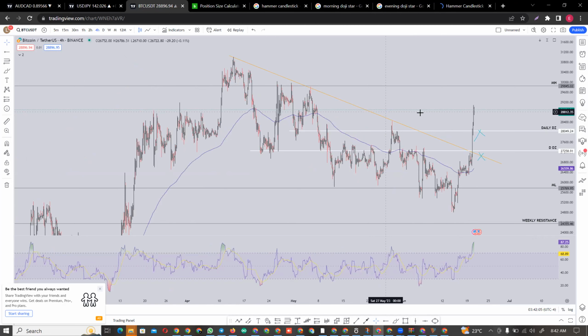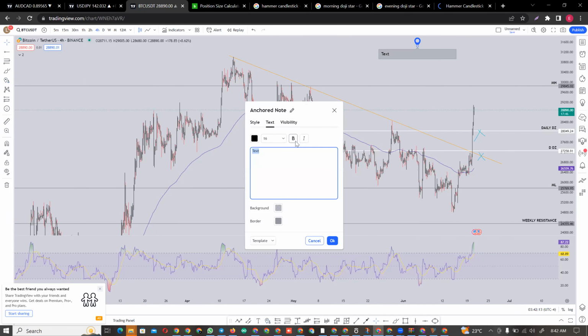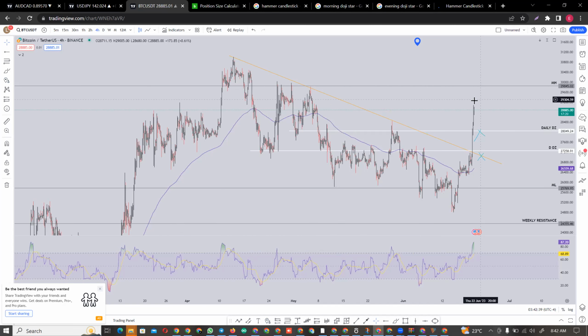So we have done our analysis and we have seen that Bitcoin is bullish on weekly, bullish on daily, bullish on 4 hour. So we don't let this one go.